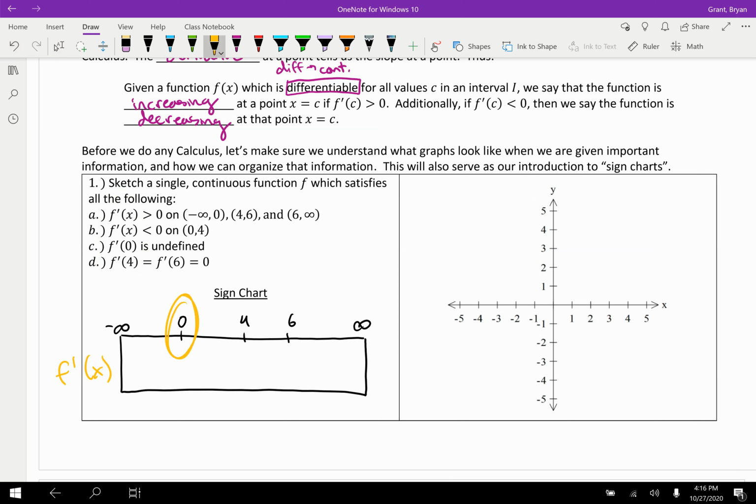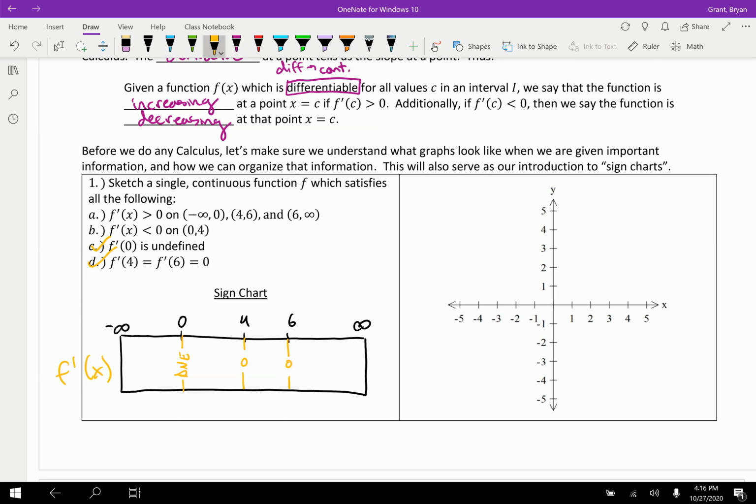At our first value, at 0, it says f prime of 0 is undefined. So I like to go through here, and you can turn your paper sideways, whatever works best for you, and I put a little DNE just to keep track. So I know the derivative is undefined there. Cool. What else do we know? Well, we know that the slope at 4 is equal to the slope at 6, and they're both equal to 0. So I'm going to go through and just show that these are slopes of 0 here. F prime of x does not exist. F prime of x is 0. Easy enough.